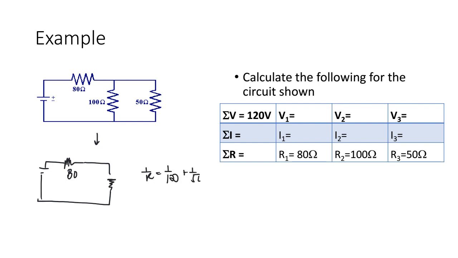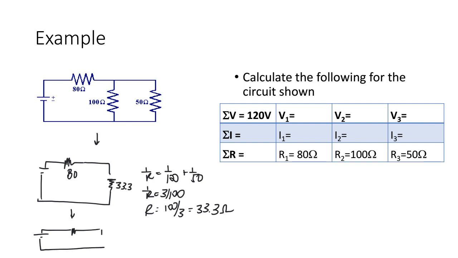1/100 plus 1/50. That gives us 33.3. So our next step is going to be to take this circuit and simplify it into something even more basic. So since this is in series now, the total resistance is going to be 80 plus 33.3, 113.3.